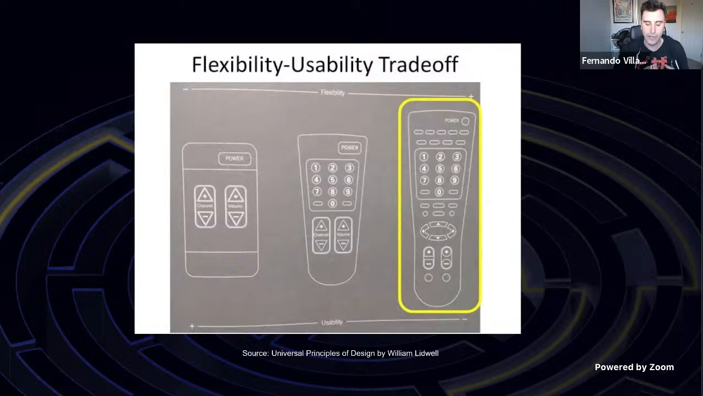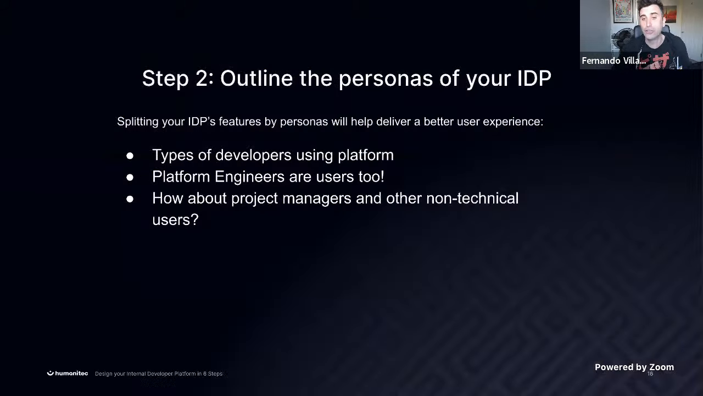So when you're delivering an internal development platform, you should create a list of personas and try to deliver an experience to each persona. That way you can compartmentalize it more. Because otherwise, it is an internal development platform, it will be a complex tool. So you may list types of developers using the platform. Platform engineers are users too, and maybe project managers and other non-technical users.